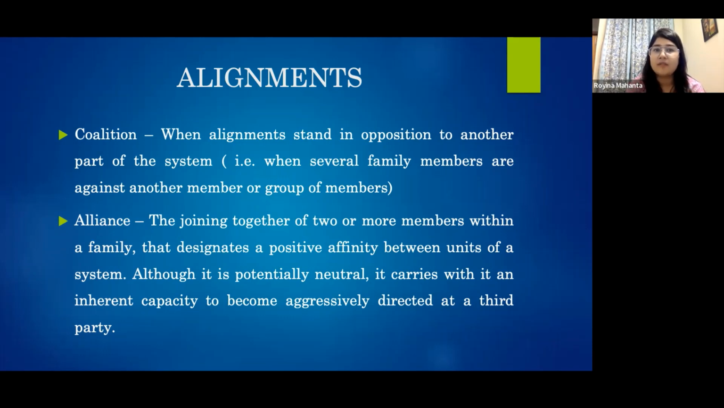However, in contrast, alliance means the joining together of two or more members to meet a common goal, and it is usually used in a positive sense. Although it is potentially neutral, an alliance also has the potential to turn aggressively directed. So an alliance can become a coalition later on. However, usually the term in itself is used for a positive purpose. For example, if the children come together to make their father recover from alcohol abuse so that he becomes functional again, that can be one example of an alliance.